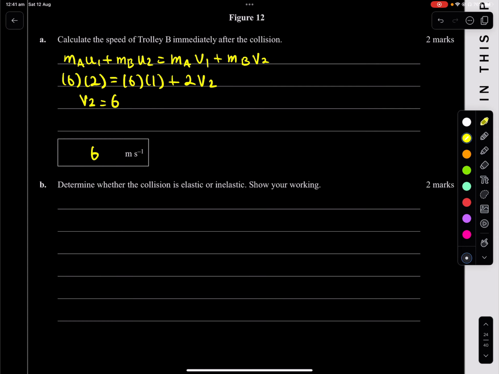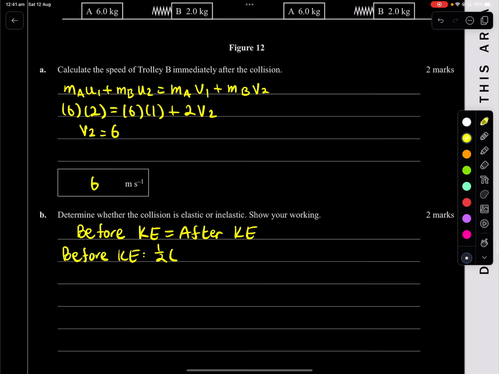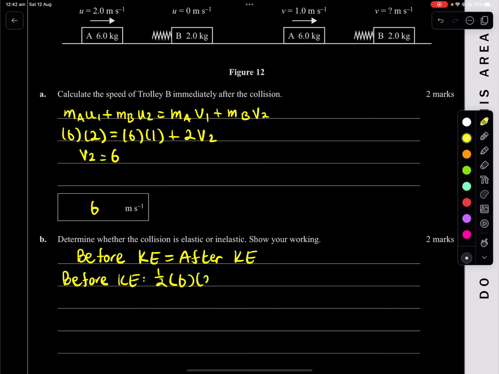Very nice. Determine whether the collision is elastic or inelastic. Very common question. To do that, we want to check this condition: is the before kinetic energy equal to the after kinetic energy? Let's check. Before kinetic energy is half your mass of the first one, which is 6, velocity was 2 squared, plus half the mass of the second, velocity is 0 squared, so it's just 0. So overall, this one is 3 times 4, which is 12 joules.